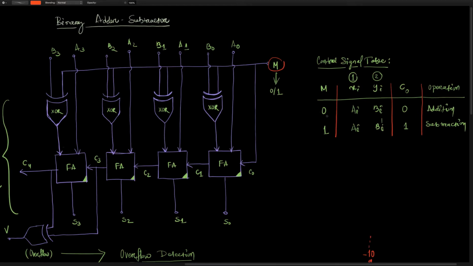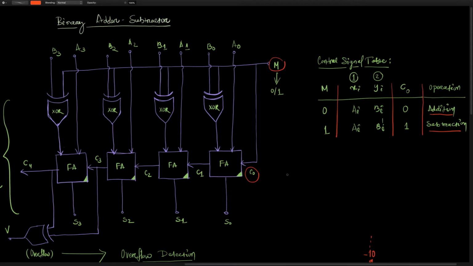If M is 0, then the operation would be addition. It will add the two 4-bit binary numbers given to you, A of I and B of I, and in that particular case, C0 would be 0. In case M is equal to 1, the operation would be subtraction and C0 would be 1. C0 is here, tied to M. So depending on M, that value also reflects on C0.